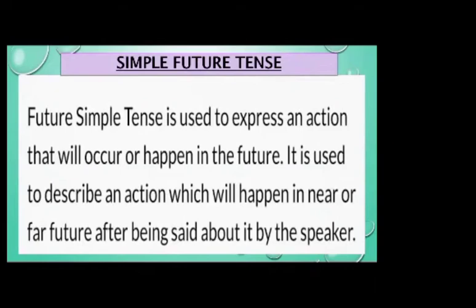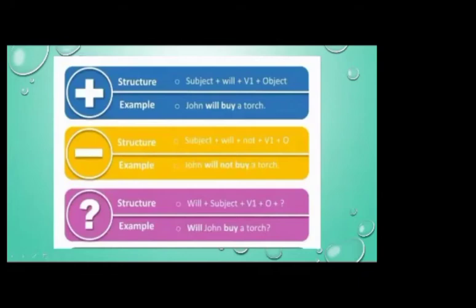So let's see. We will look at the structure of simple future tense. Structure, positive, that is affirmative: subject, will plus verb's first form plus object. John will buy a torch is the example. Negative structure: subject, will plus not plus verb's first form plus object. John will not buy a torch. Question structure: will plus subject, plus first form of verb plus object plus question mark. Will John buy a torch?